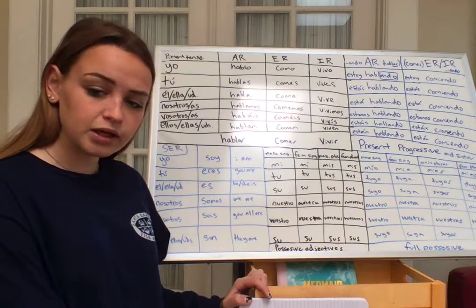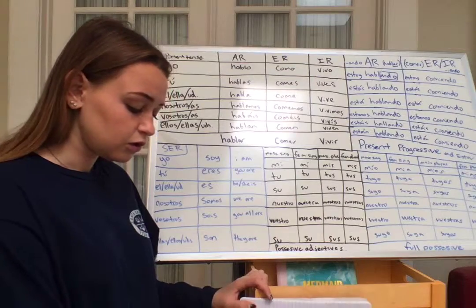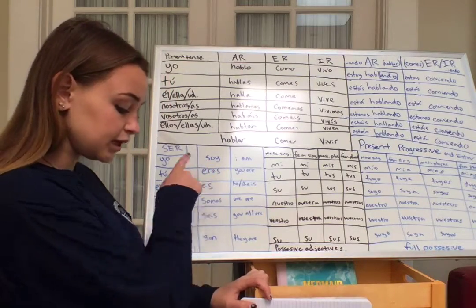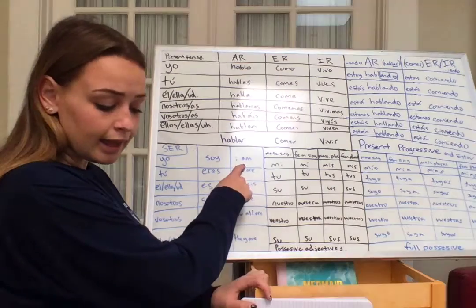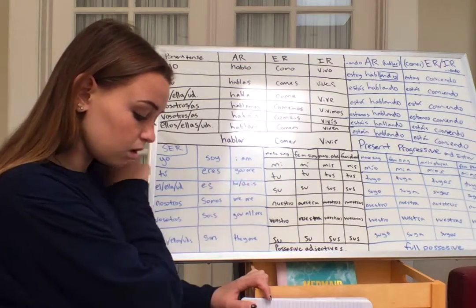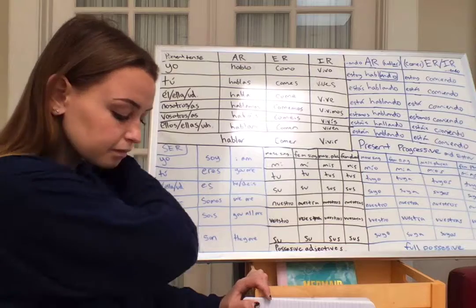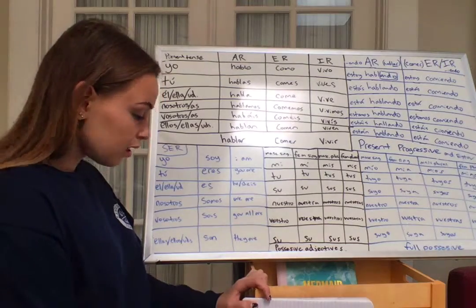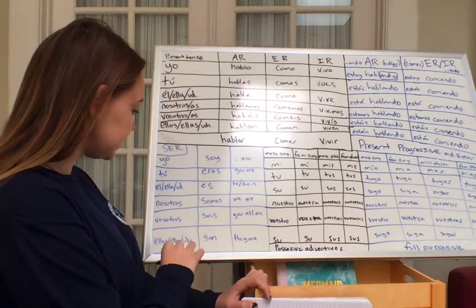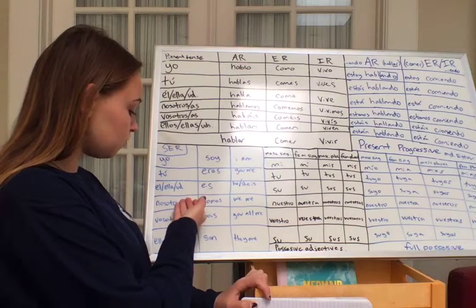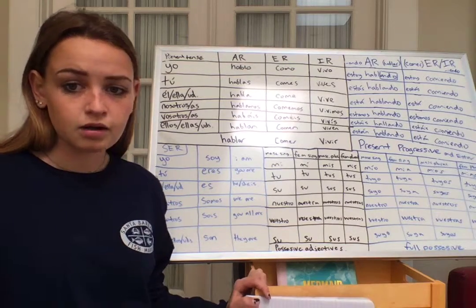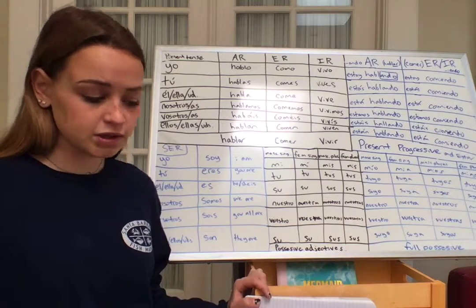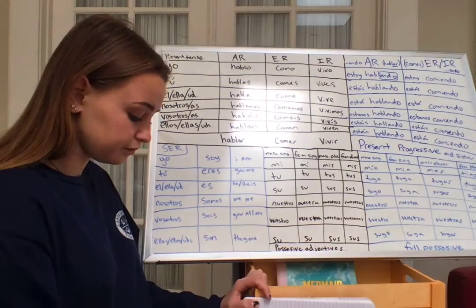An example of how you would use ser is yo soy de Santa Barbara, which means I am from Santa Barbara. So as you can see, it's a very useful word in Spanish in conjugation, and it's very, very important to know this and know how to use it properly.